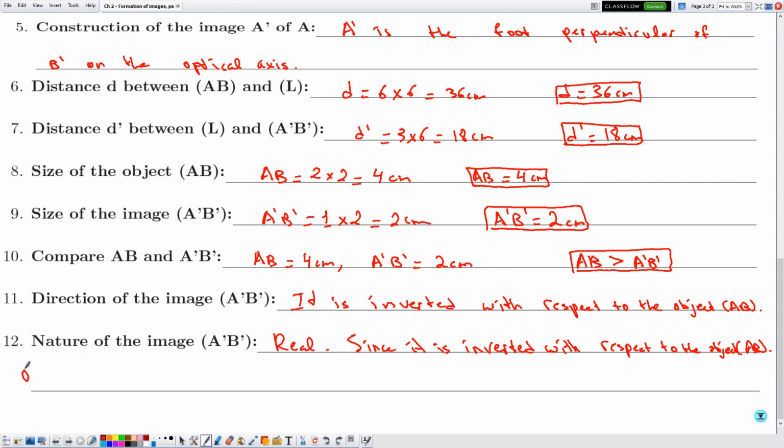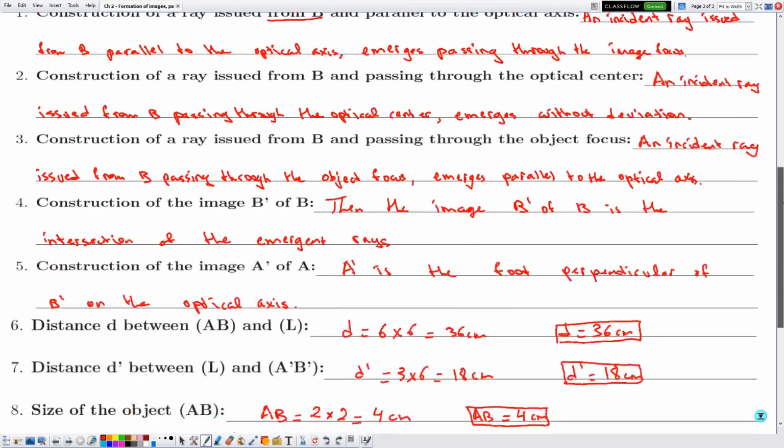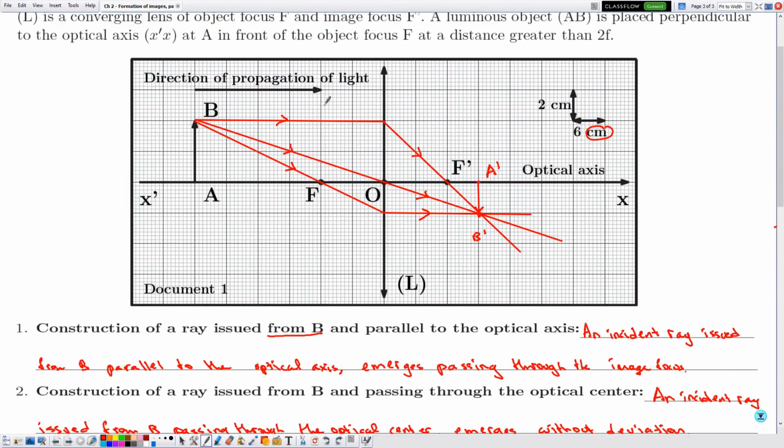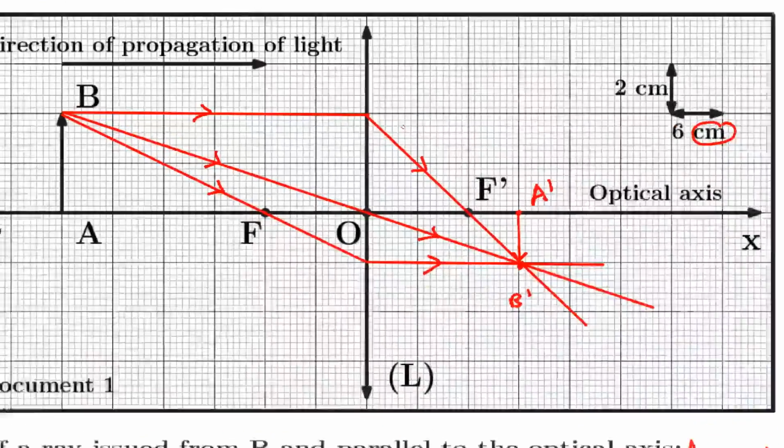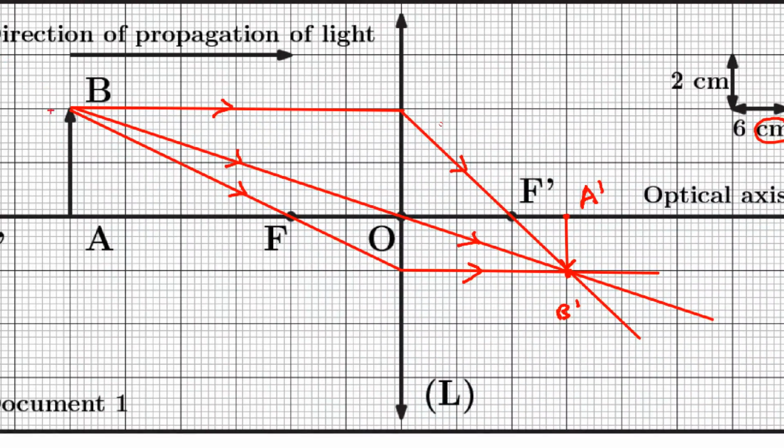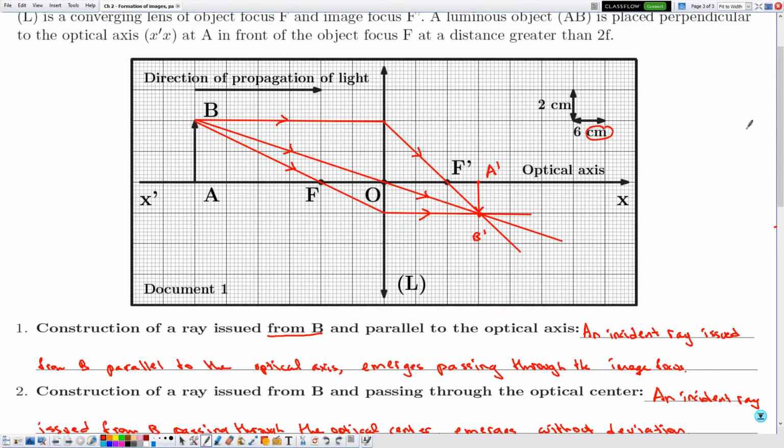One could give another reason why the nature of the image is real. So notice that here the object AB is in front of the lens. So this side is said to be in front of the lens, and this side is said to be behind the lens. So the object AB is in front of the lens and the image A prime B prime is behind the lens, which means that the image and the object are on opposite sides of the lens. And whenever the image and the object are on opposite sides, this means that the image is real.